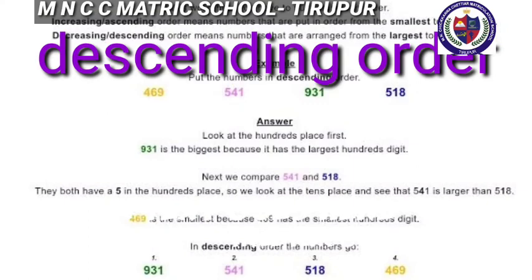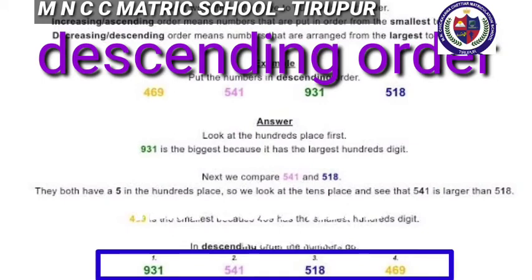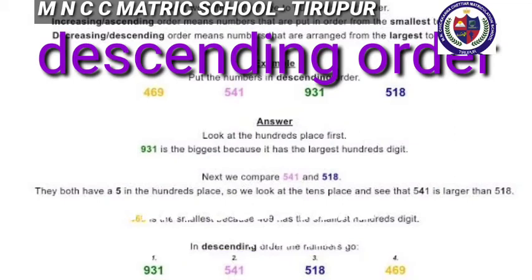Let us use the same example for descending order. We arrange from biggest to smallest. Here the biggest number is 931 and the second number is 541. The third number is 518 and the last number is 469. It is the smallest number in the given values.